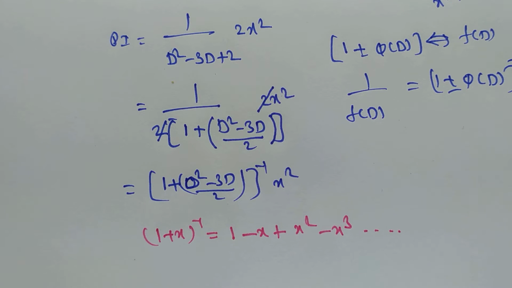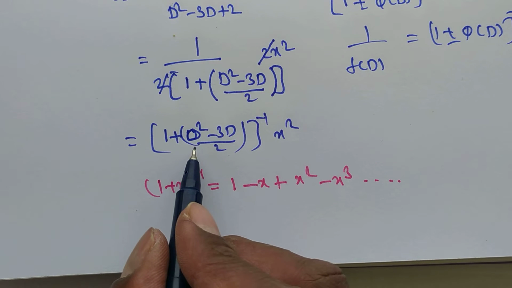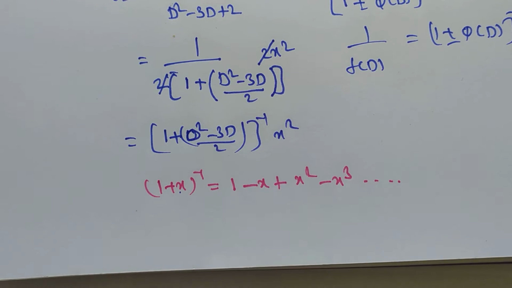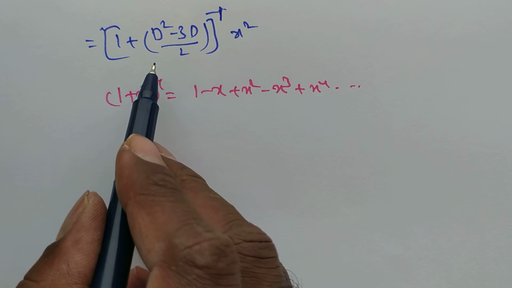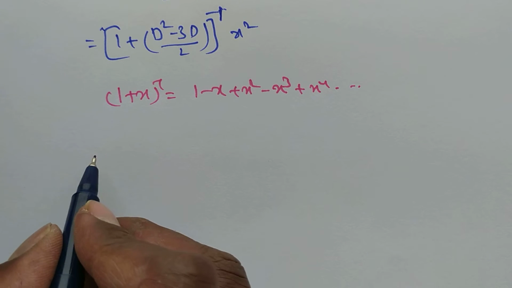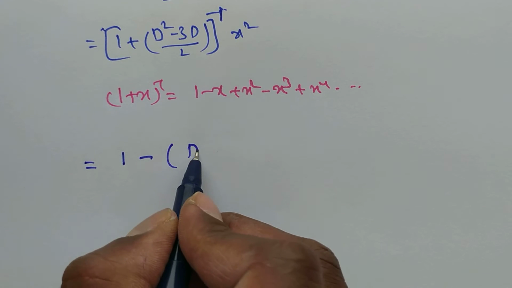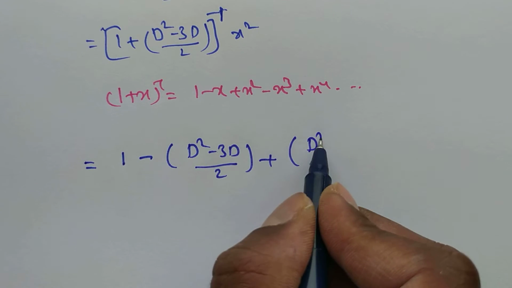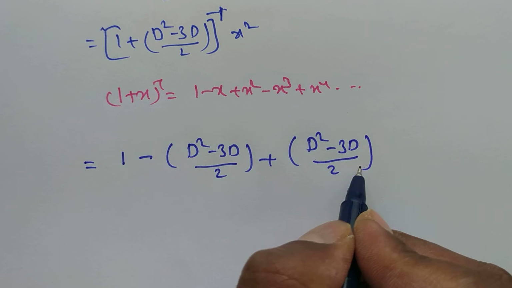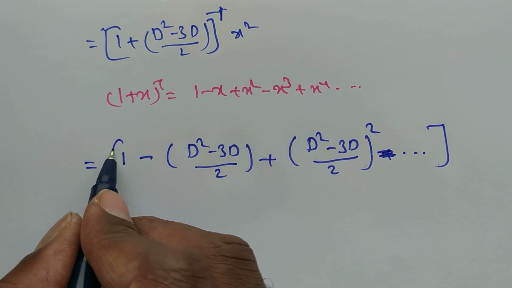Okay, right? Now you see, in place of x I am substituting (d square minus 3d) divided by 2. Then I will get 1 minus (d square minus 3d)/2 plus ((d square minus 3d)/2) whole square, minus and so on, into what I have?